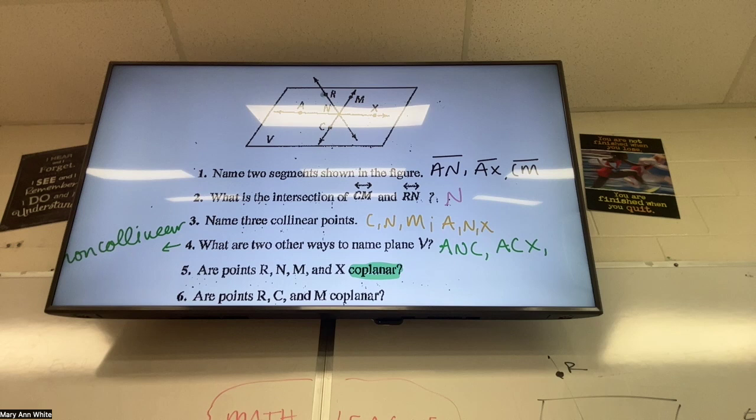Are R, N, M, and X all four points on the same plane? No. Why? R is not. R is above the plane, right? The plane's down here and R is up here somewhere. And you don't have to write that. You can just write no. But if I want to explain it and know when I go back to study later, I'm going to say R is not on the plane.